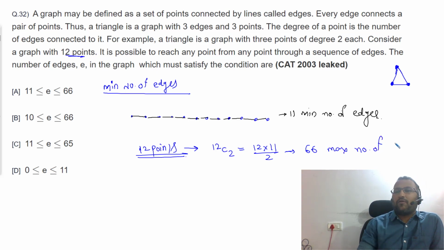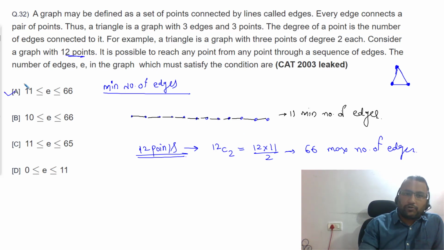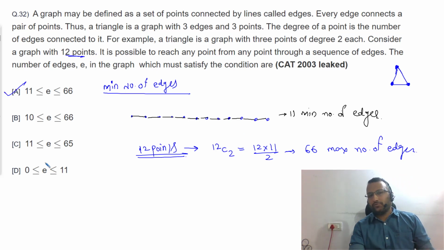The minimum number of edges is 11 and 66 is the maximum number of edges. So which option satisfies over here? Option A is correct option.